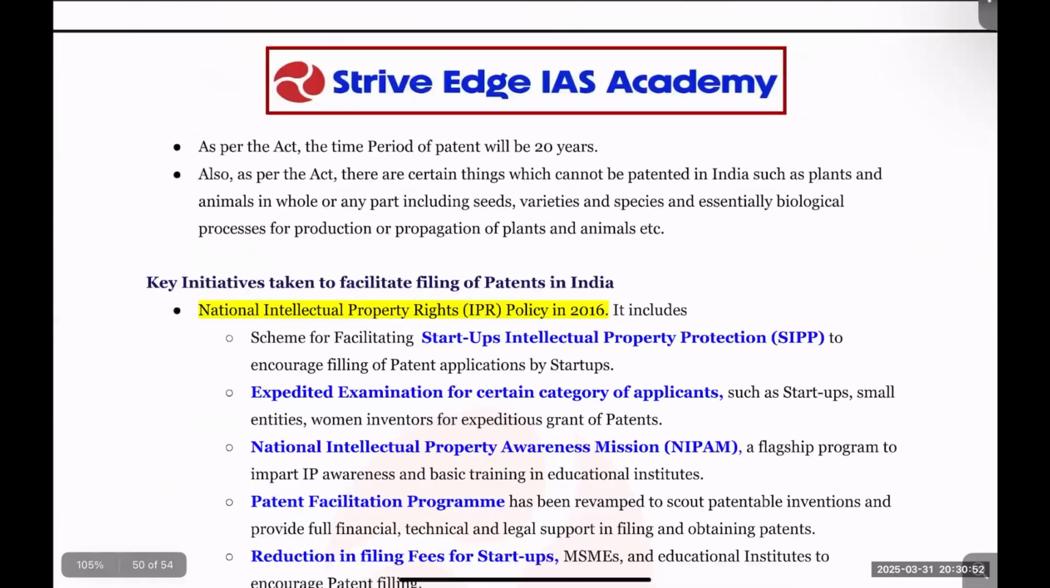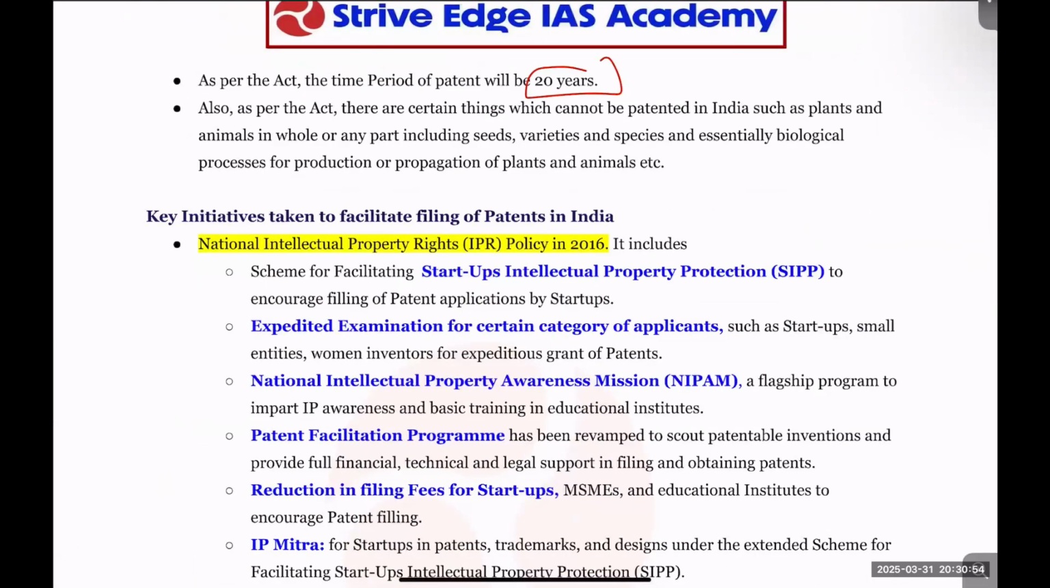So what is the time period of a patent? 20 years. As per the Act, certain things cannot be patented. What are these things? Plants and animals, whole or any part, including seeds, varieties, or species, cannot be patented.